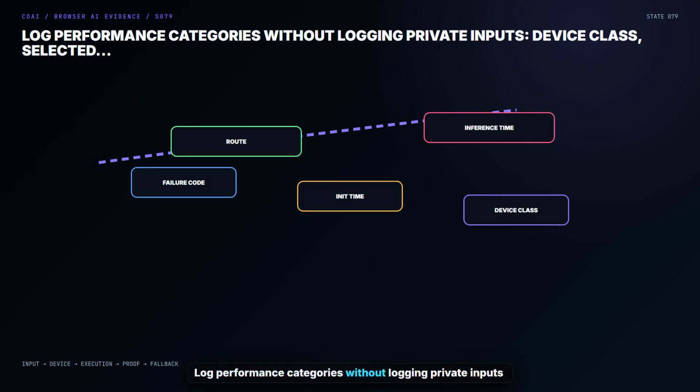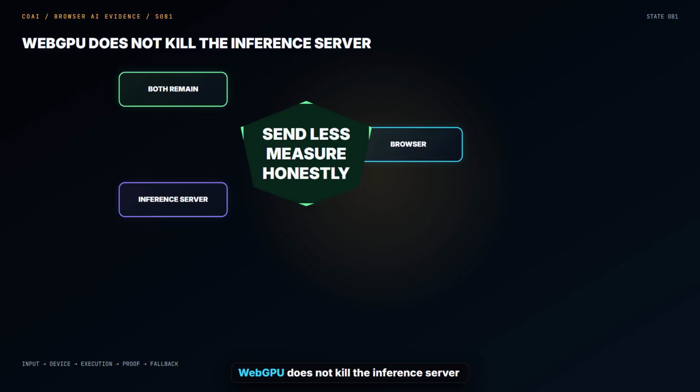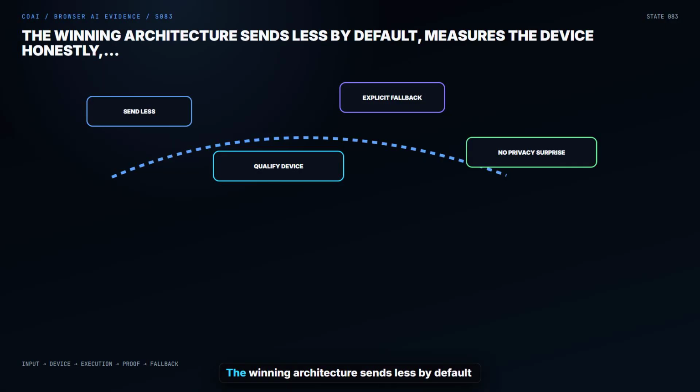Log performance categories without logging private inputs: device class, selected route, initialization time, inference time, failure code, and fallback. Those signals improve routing while keeping user content outside analytics. WebGPU does not kill the inference server. It creates a new place to run the parts of AI that benefit from low latency, offline use, and local data. The winning architecture sends less by default, measures the device honestly, and falls back without turning privacy into a surprise.